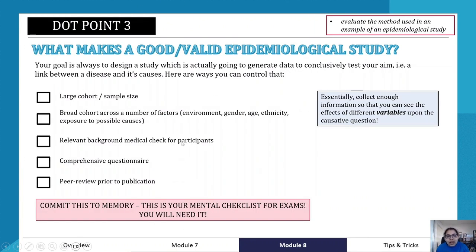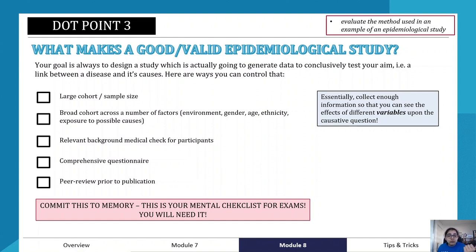So a valid epidemiological study should have a large cohort sample size. If you get questions asking you to, for example, evaluate the study, this is what we're looking out for: a large cohort, a large sample size. We are looking at a broad cohort as well, so that we are accounting for different factors like environment, age, gender.